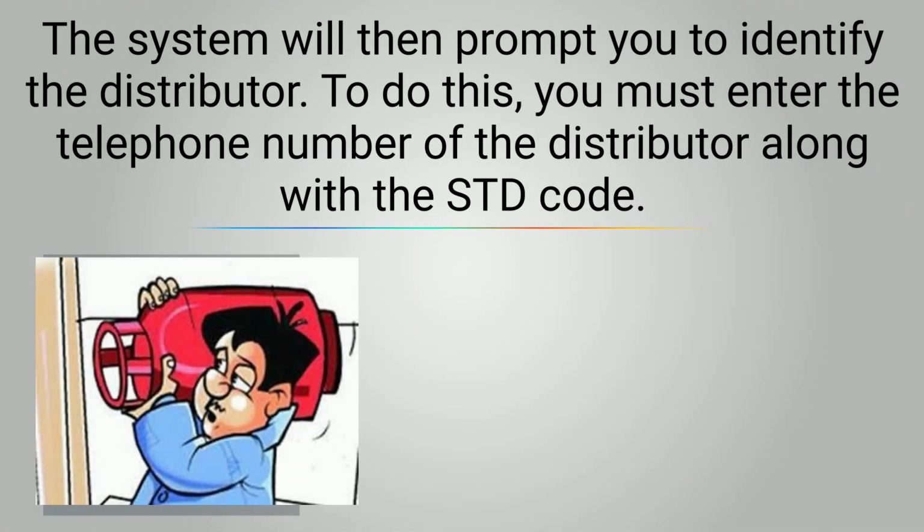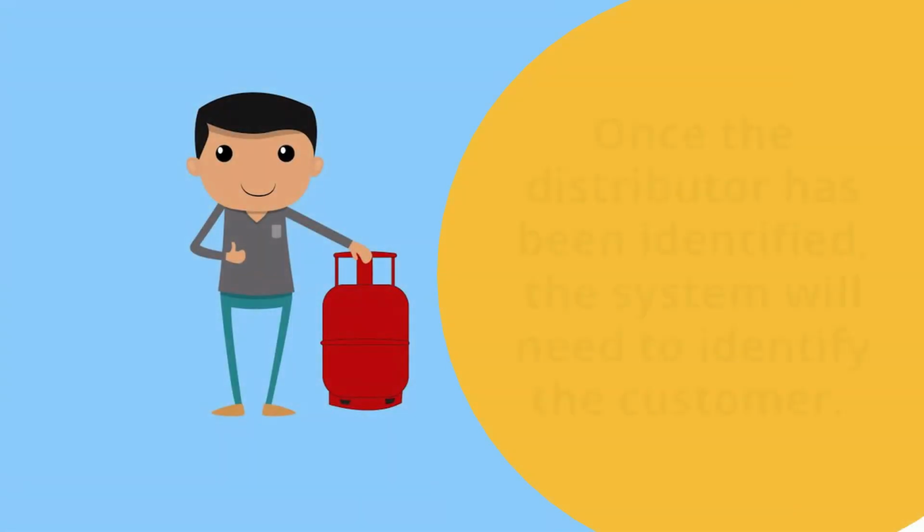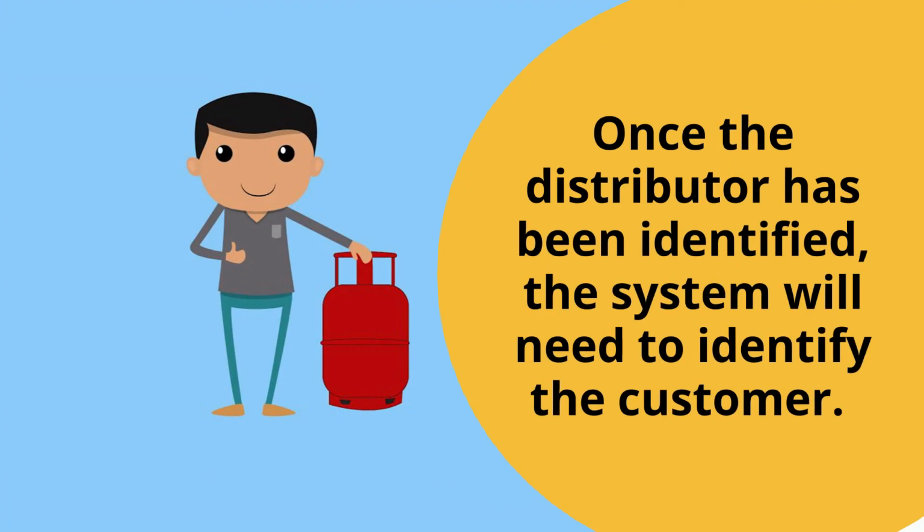The system will then prompt you to identify the distributor. To do this, you must enter the telephone number of the distributor along with the STD code. Once the distributor has been identified, the system will need to identify the customer.